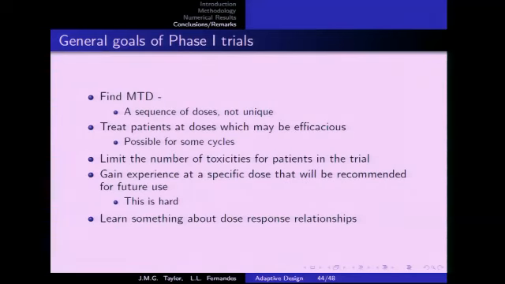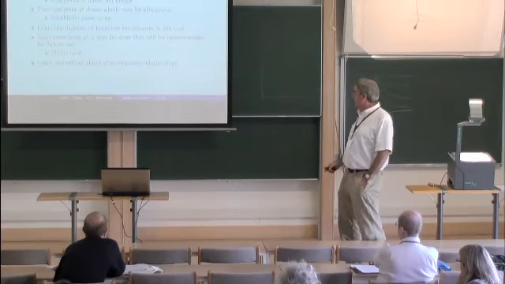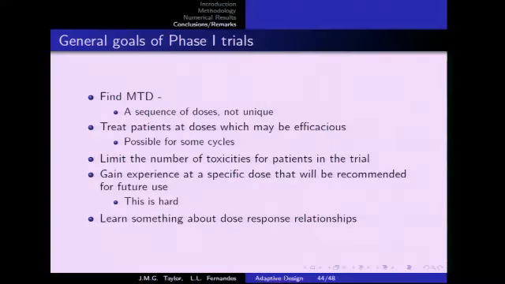So going back to these general goals, finding the MTD, but now it may not be unique in some sense. The MTD is a sequence of doses. So what does it mean to find the MTD here? And one of the general goals is definitely to treat patients at doses which might be efficacious. So allowing escalation of dose is clearly a way to achieve that to some degree.